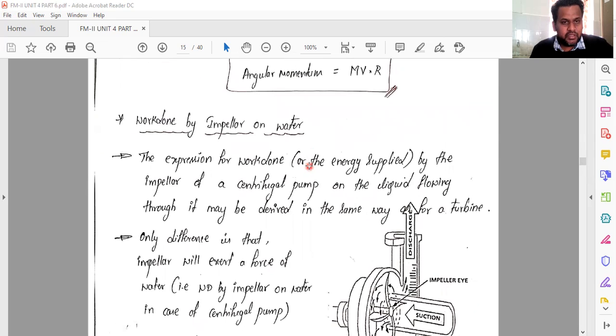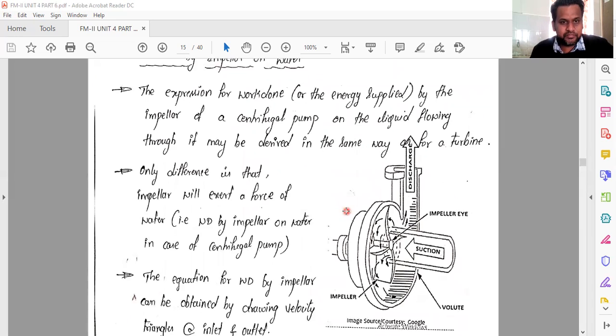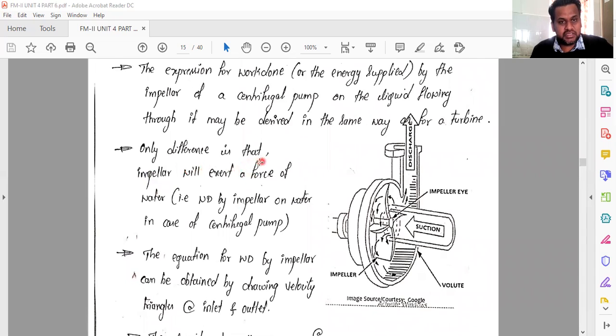ठीक है. See, the expression for work done by the impeller of a centrifugal pump on the liquid flowing through it may be derived in the same way as for a turbine. मतलब turbine में आप जो भी equation, impulse momentum principle apply करते थे, the same way we are going for this one also. Only difference is that the impeller will exert a force on water, work done by impeller on water in case of centrifugal pump.